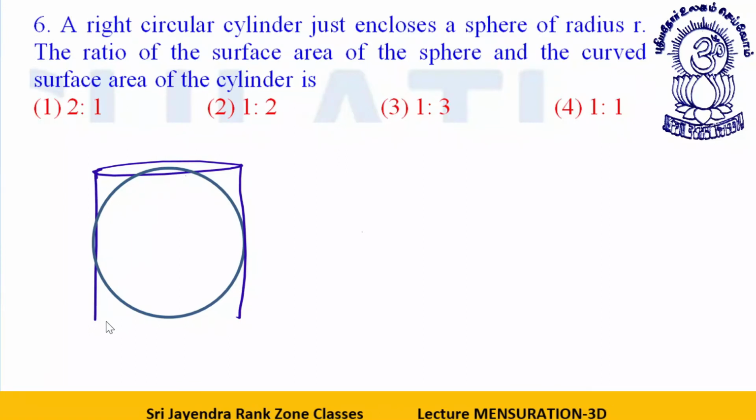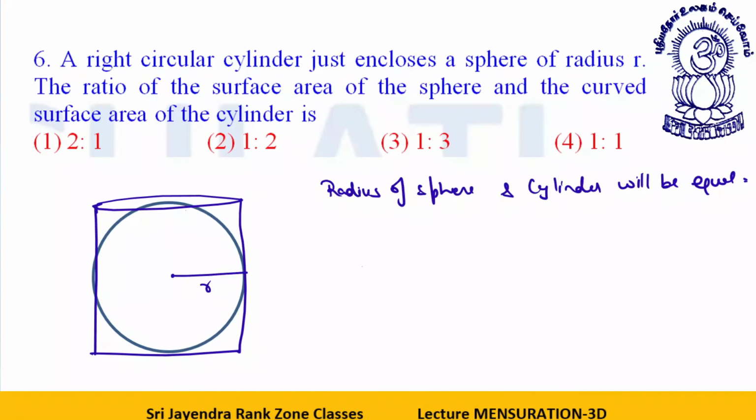Okay, now what will happen? Let's say this is the radius of the sphere. Here, what we get, radius of sphere and cylinder will be equal, and let's say these are r. These are equal to r. Okay, dear students, is this visible?